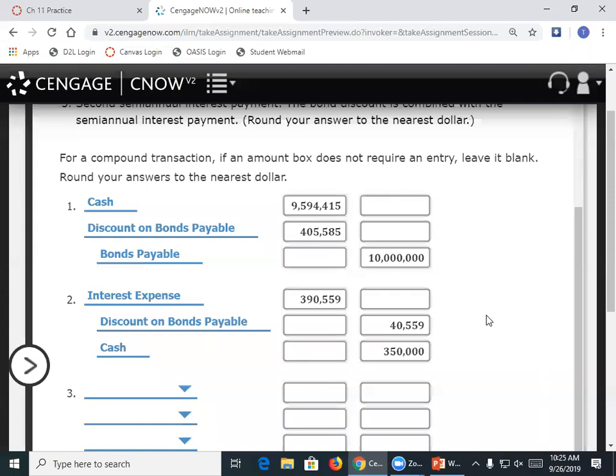Of course, they had us round it to the nearest dollar. But eventually, when this bond matures, when it comes due, this will be zero at maturity. We'll have recognized the total discount. So we're just spreading that discount over the life of the bond. When we're all done, the discount becomes zero. And when this matures, we pay the full face value, so then that zeroes out as well.